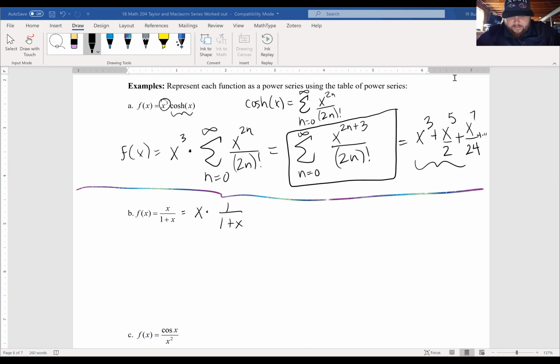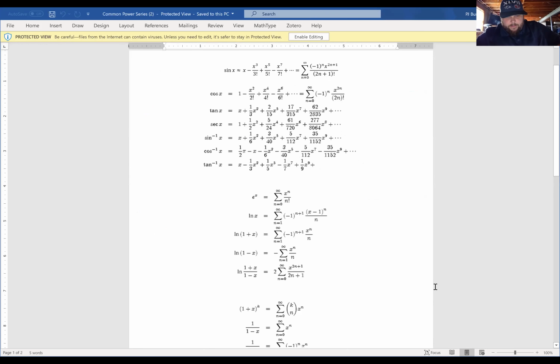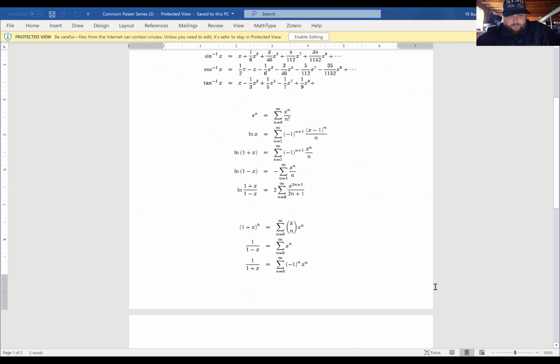So I'm going to go to my common power series sheet here and see if we have that one. Notice down here I have 1 over 1 plus x is equal to the sum from 0 to infinity of -1 to the n, x to the n.